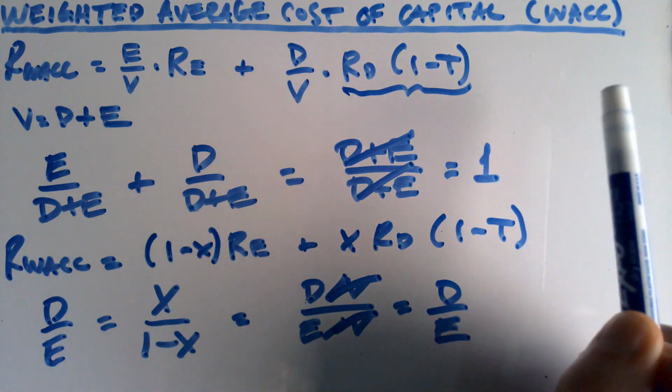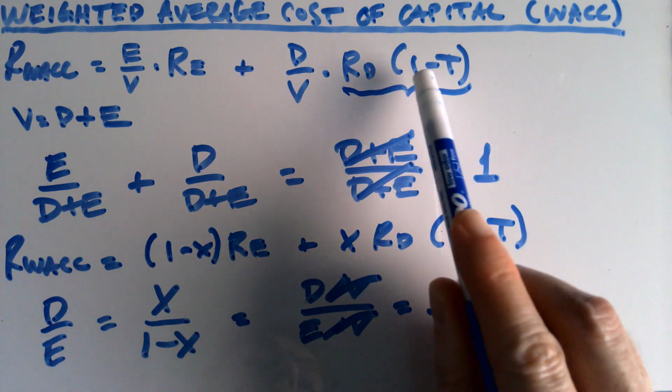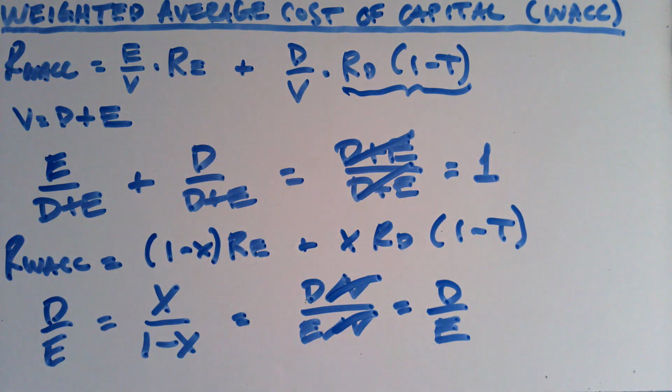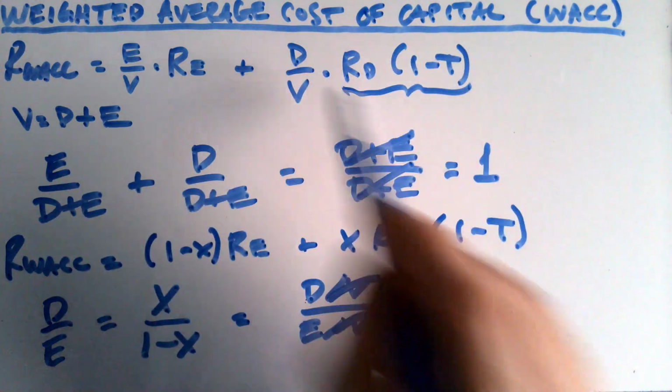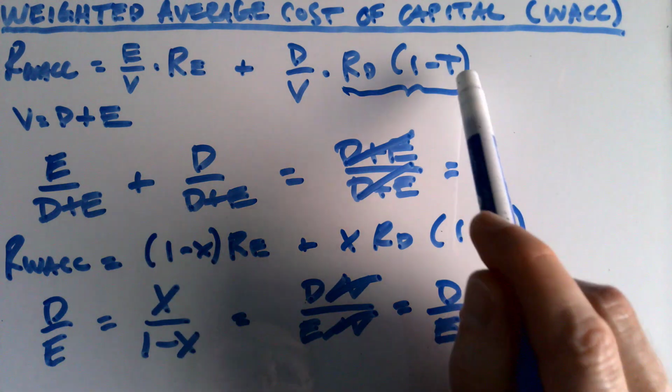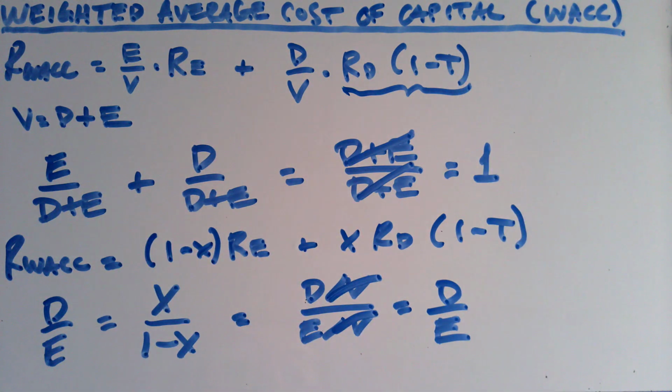But what if taxes go up to 35%? Then we're looking at 1 minus 0.35, which leaves us with 0.65. So this term actually gets smaller the higher your taxes are. At 100% taxes, which I hope we never see, but at 100% taxes, this entire second term just goes away because every bit of the interest that you pay is tax deductible.